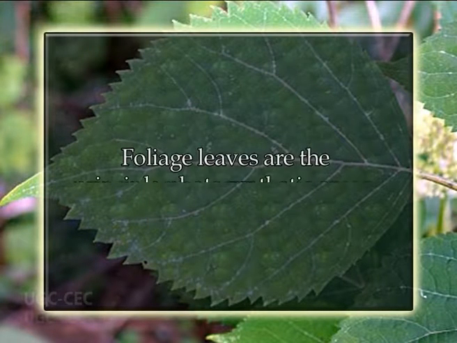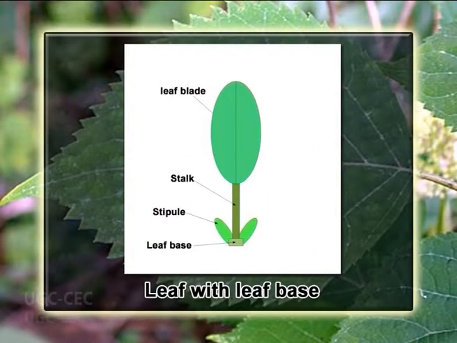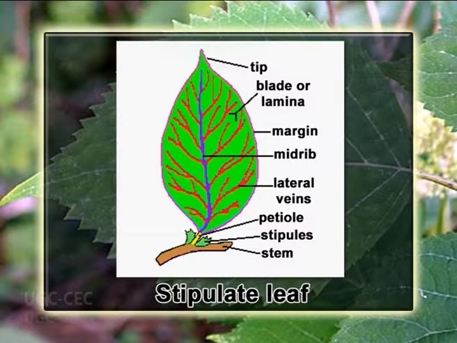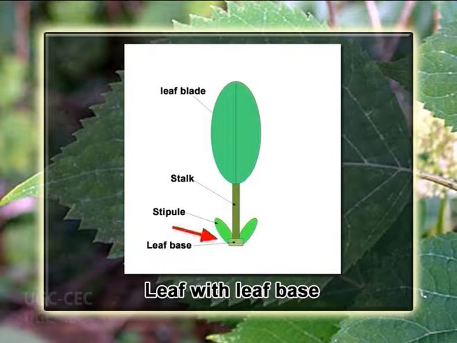Foliage leaves are the principal photosynthetic organs. A structurally complete foliage, that is photosynthetic leaf, typically consists of number one, a lamina, that is the leaf blade where most of the green tissue is located. Second, a petiole, that is leaf stalk, which supports the blade on the axis and provides the route for transfer of water and sugars to and fro from the leaf. And third, leaf base. That's the portion by which the leaf is attached to the stem or branch.